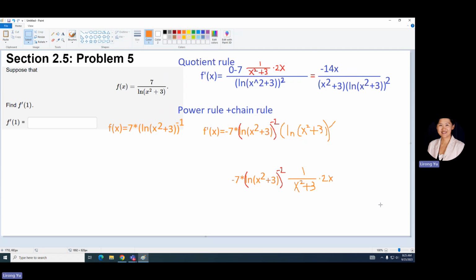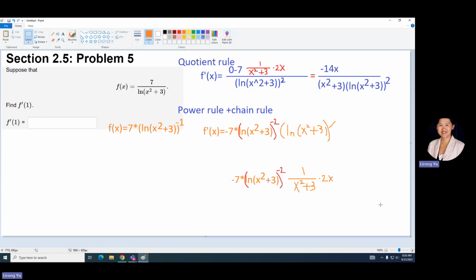And then we realize this also involves division, a numerator and a denominator. -7 times 2x is -14x, and x squared plus 3 is the denominator, and then the logarithm has a power of -2, therefore it's a square, power 2, in the denominator. So this is a different way to write that same function. Applying power rule plus chain rule, you will have the same answer. Any questions?